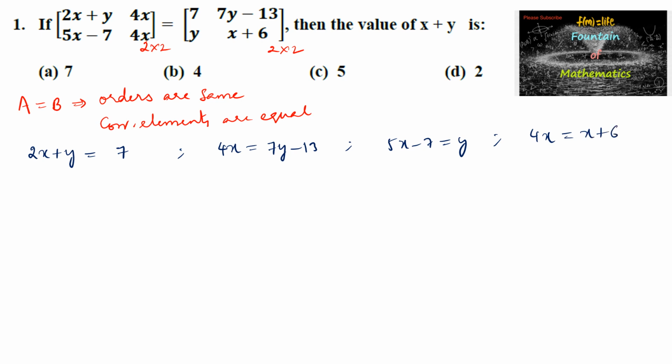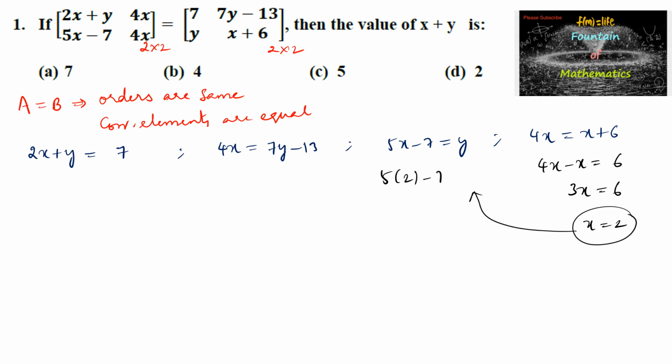The last equation contains only one single variable, so we can simplify: 4x minus x is equal to 6. That is 3x is equal to 6, x is equal to 2. Let us substitute x is equal to 2 in any one of the equations. Substituting here, 5 into 2 minus 7 is equal to y. That is 10 minus 7 is y, so y is equal to 3. So x is equal to 2 and y is equal to 3.